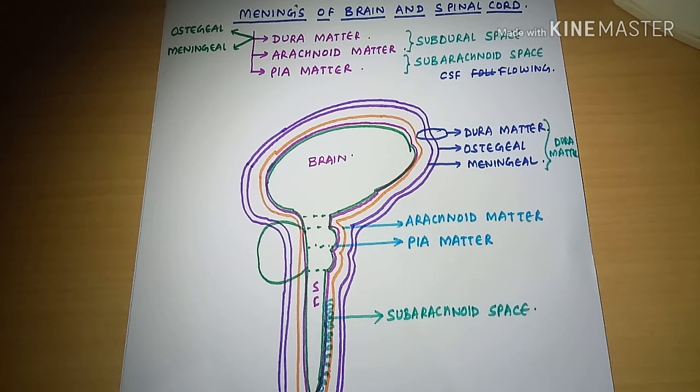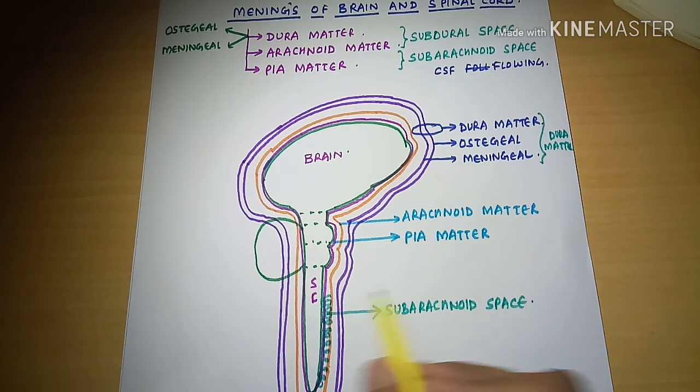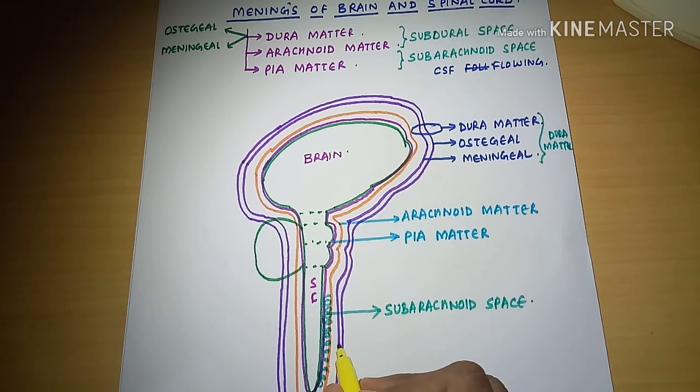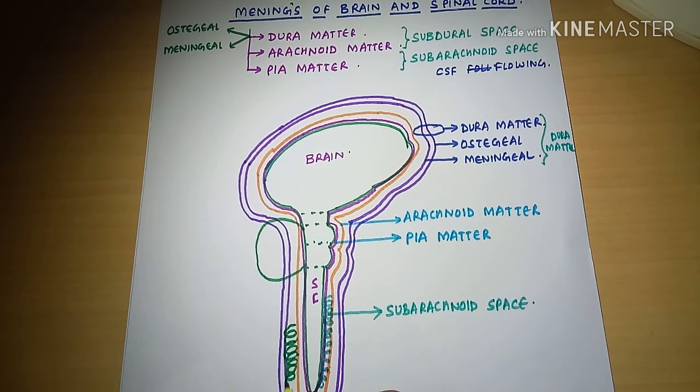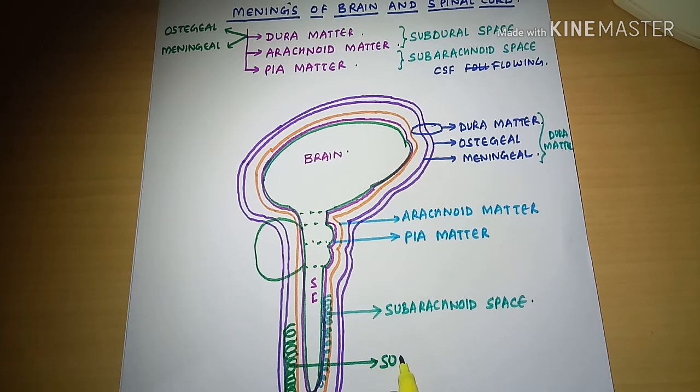Okay, this is the subarachnoid space, formed between the pia mater and the arachnoid. And the space formed between the meningeal dura and the arachnoid, this one, this is the meningeal dura and this is the arachnoid, is the subdural space.